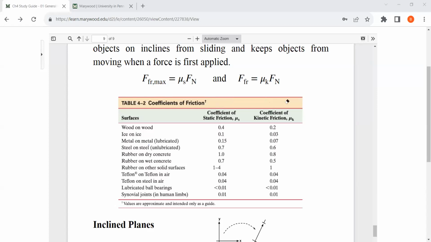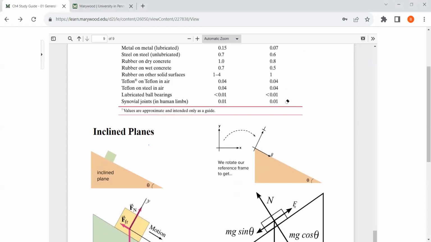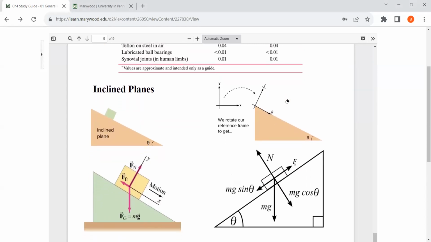The last thing in this lecture that I am going to teach is the inclined plane. For an inclined plane, all the things are very similar to the things you learned in this chapter. The only thing that is different is the coordinate system. Normally we use this coordinate system.